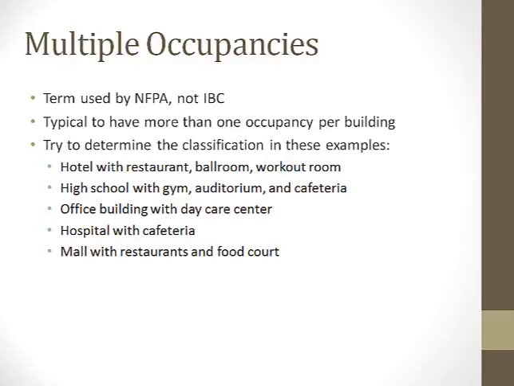So the first one is a hotel, and that would be one of your residential ratings, so you'd want to look at the residential list. And within the hotel, you have a restaurant. We know that's an assembly group, a ballroom, and a workout room. So obviously, one building is going to have multiple occupancies.